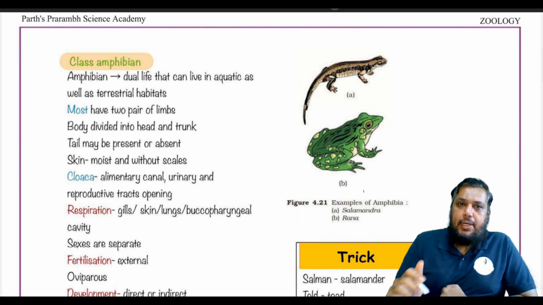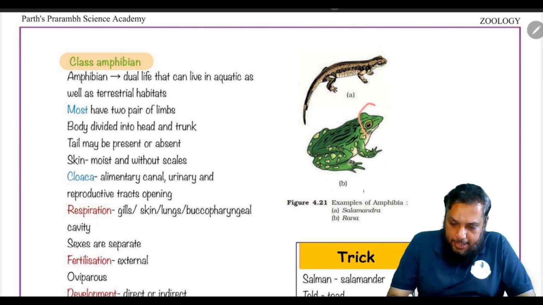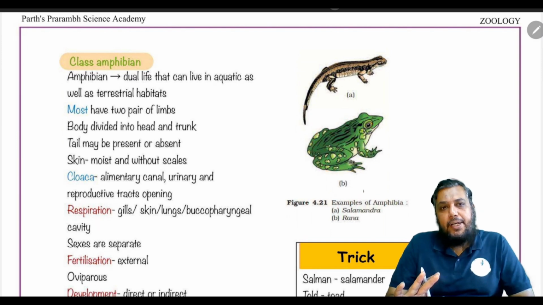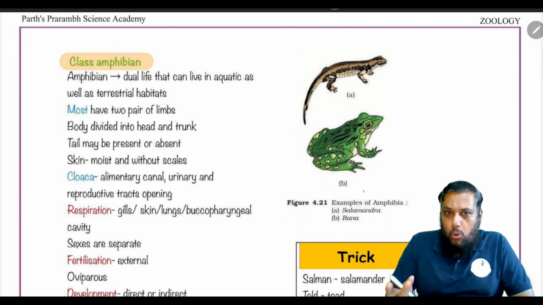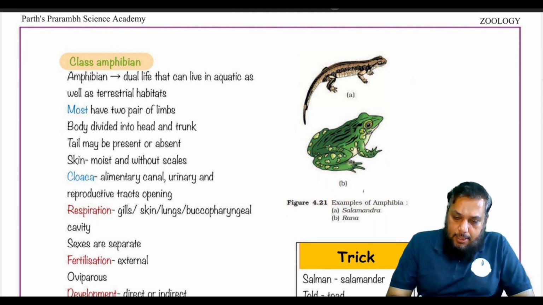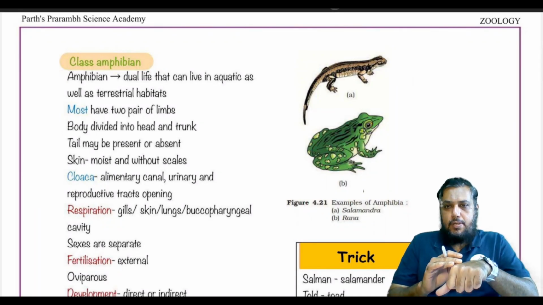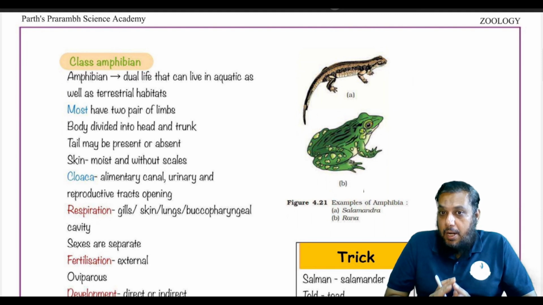divided mainly into two parts, that is head, and a trunk. Neck is absent in all, whereas most of them have a tail. Like here you see there is a tail in salamandra, but there is no tail in frog. So tail may be present, tail may be absent. Another classical feature is that their skin is moist and without any scales. So they don't show the presence of any exoskeleton.